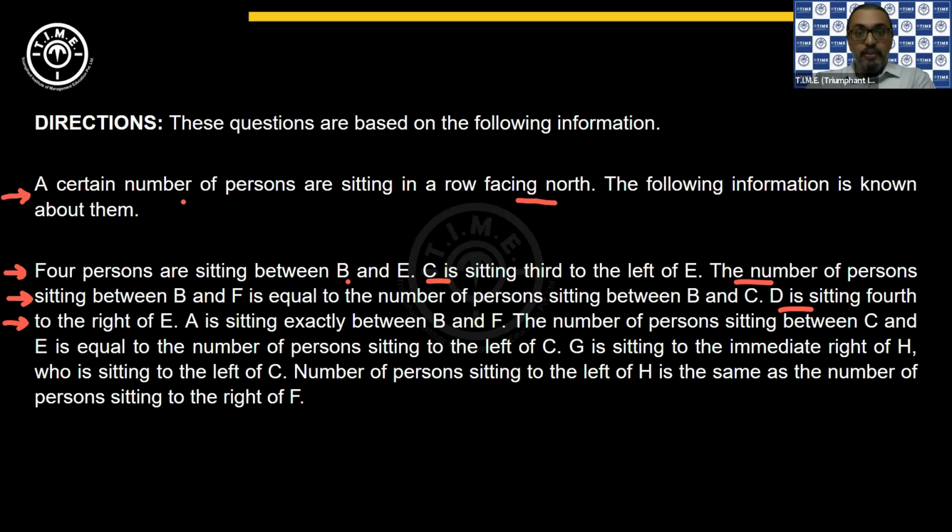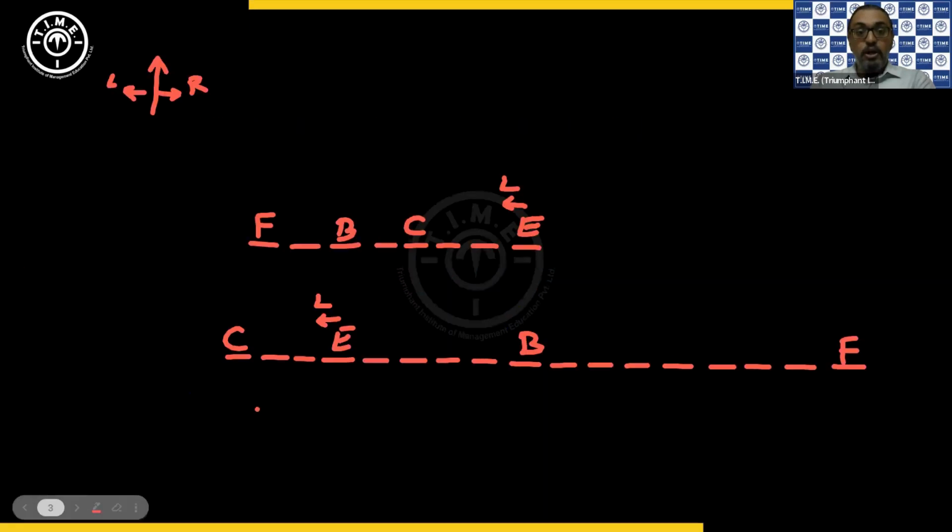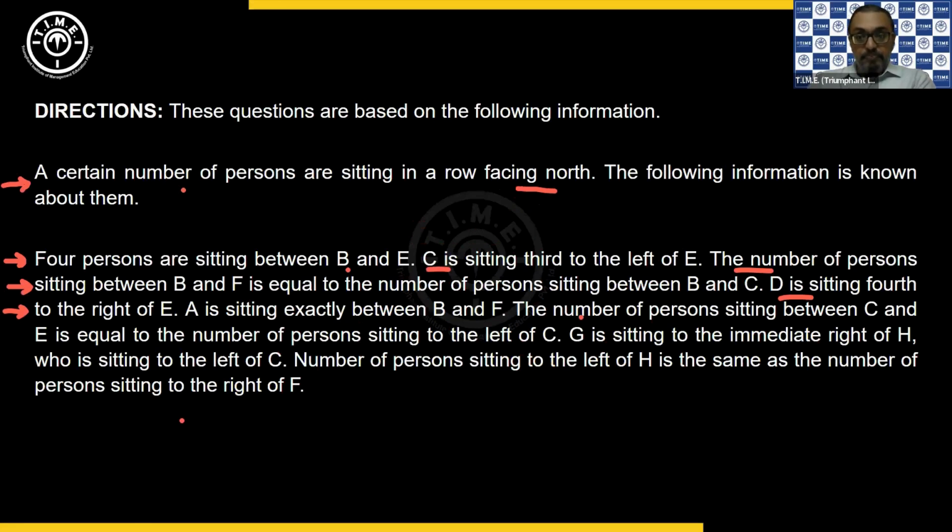Okay. Right. So coming back to the condition, D is sitting fourth to the right of E. Okay. So on the right side of E, fourth position, I need D. So here on the right side of E, fourth position, I need D. So in both cases, it is available. Then next, A is sitting exactly between B and F.